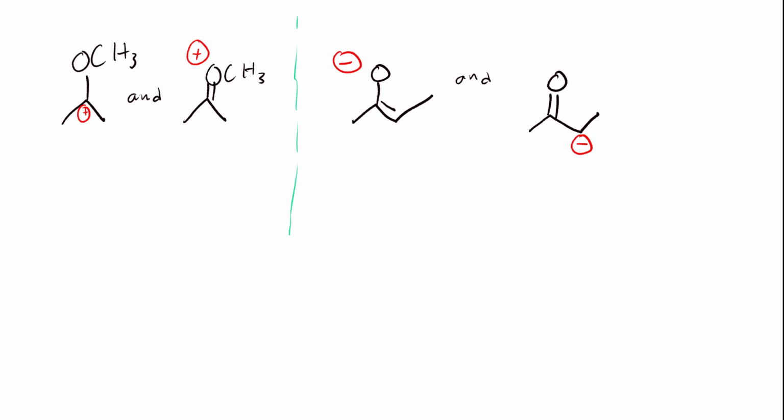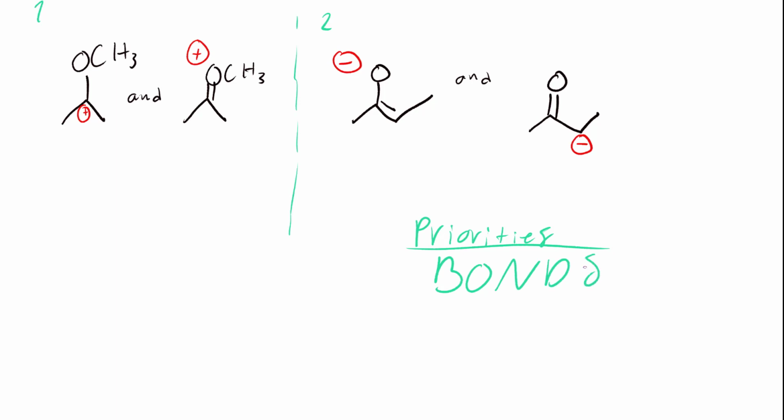So for problem 1, there's 2. Which one is going to be the preferred hybrid? Well, whenever you're looking at this, here's a set of priorities. So you go down the list. Priorities. Straight up, bonds, right? In big capital letters, bonds. And then after that, electronegativity. Okay, so which one has more bonds? That's what your brain should instinctively think.